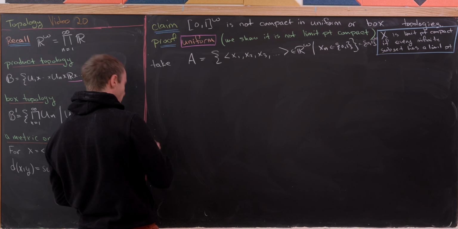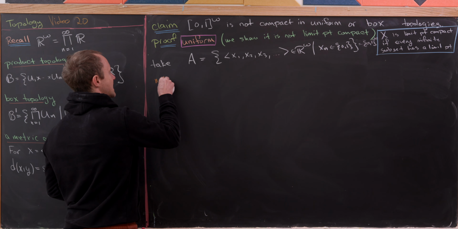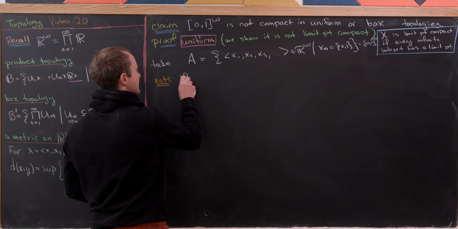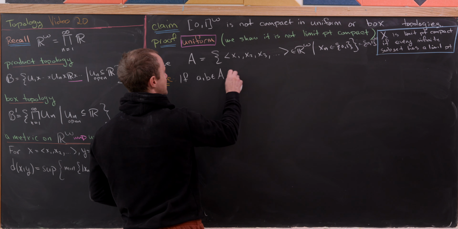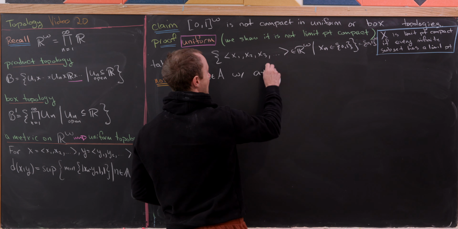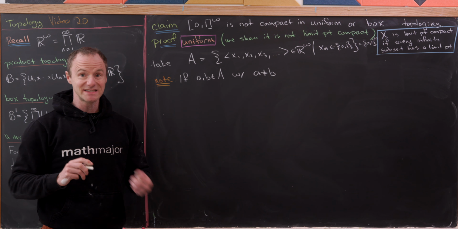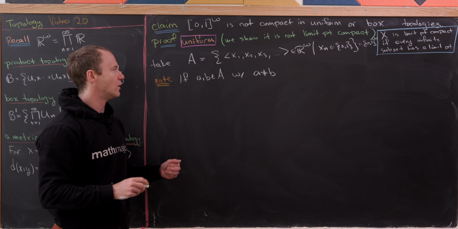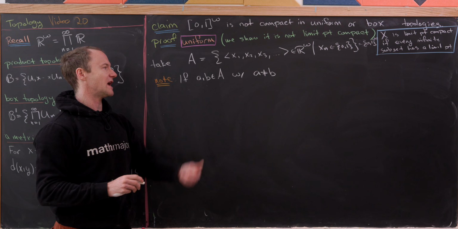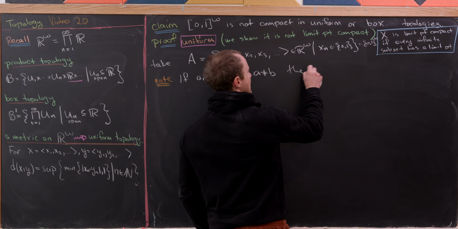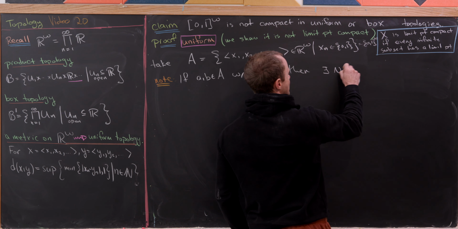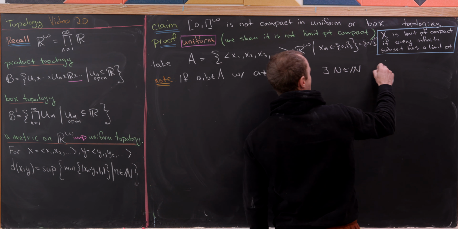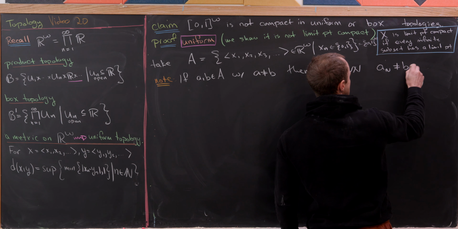Okay, so now before we get started, I'd like to make an observation which is going to help us out quite a bit. And that is if we've got 2 points a and b in A with a not equal to b, then their distance always happens to be 1. That's what we're going to show here. But how will we do that? Well, if we've got 2 points from A that are not equal, then that means that there is a coordinate, I'll call it n, where a_n is not equal to b_n.